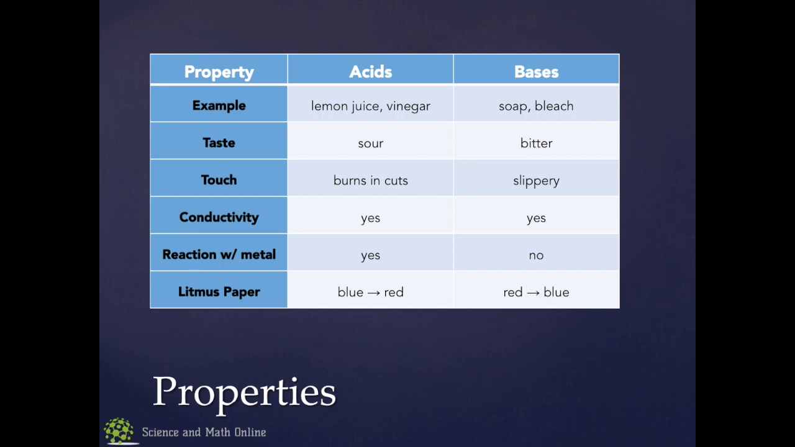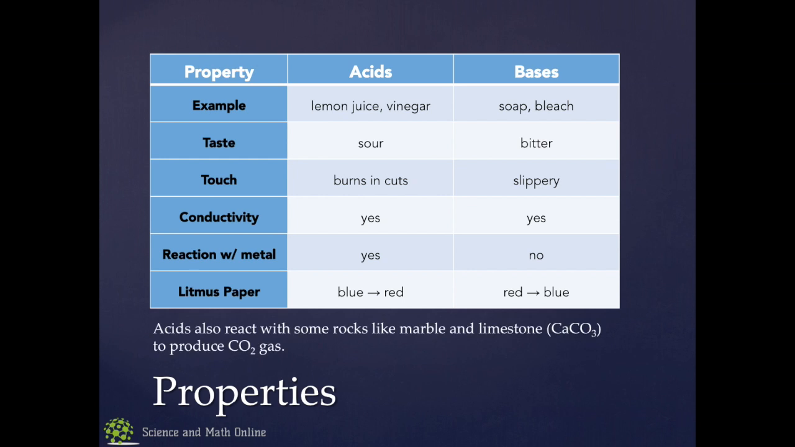Another thing that's common is acids will also react with marble and limestone to produce carbon dioxide gas. That's why acid rain is a problem for historic cities like Athens and Rome.